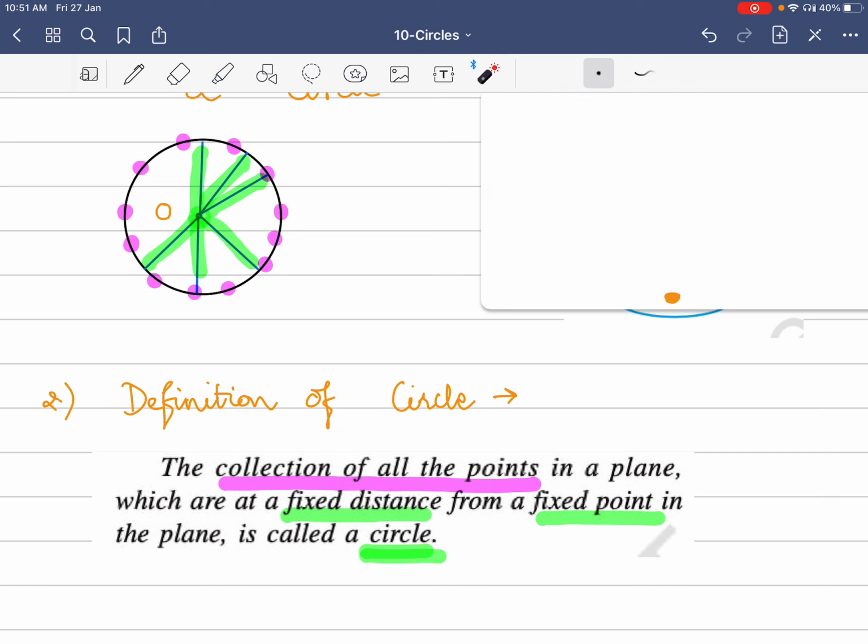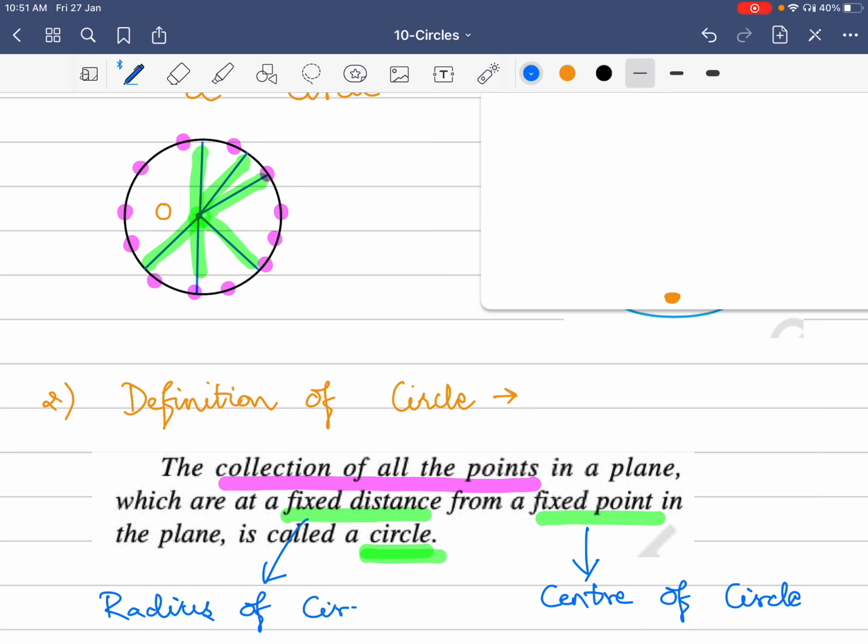Circle is a collection of all these pink color points. And what is the characteristic of all these pink color points? They're at a fixed distance from a fixed point. Now this fixed point, which is at the center, is called the center of a circle. So I'm just going to draw an arrow. This is called the center of the circle, and this fixed distance is called the radius of the circle. Radius of the circle.